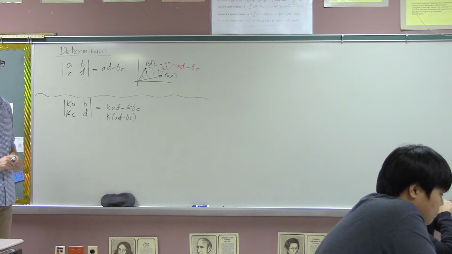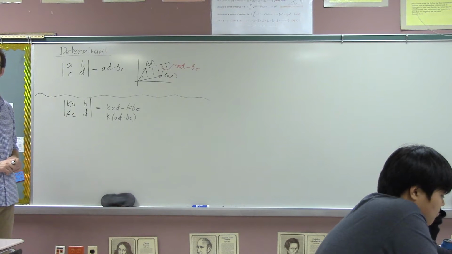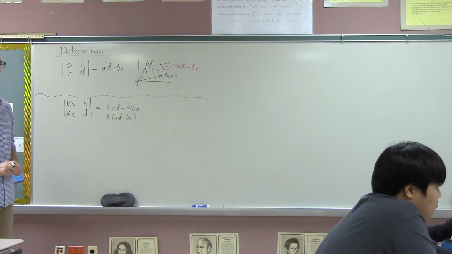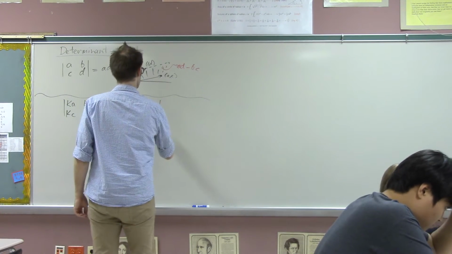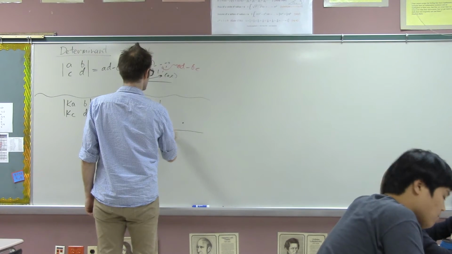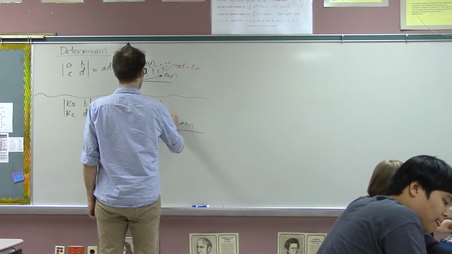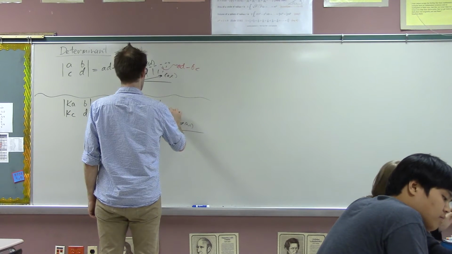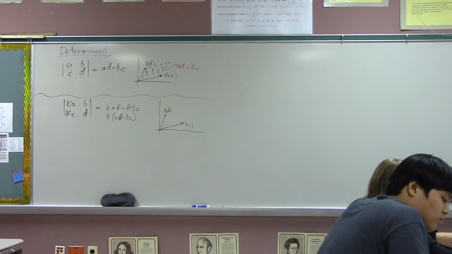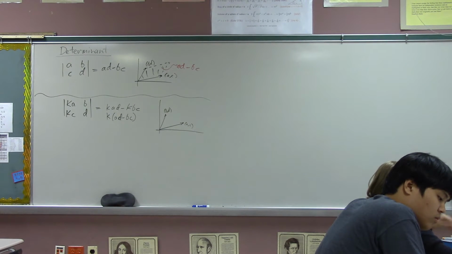Murad says draw a picture. Everyone draw a picture. If I define the determinant to be the area of the parallelogram determined by the column vectors, then I should probably draw the column vectors, right? So here was my original AC. This was BD. But now, what have I done to that first column? Yeah, I multiplied by k.